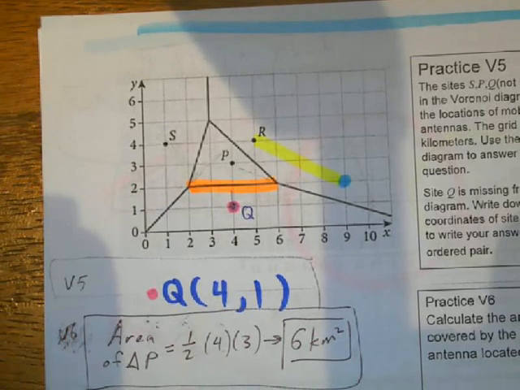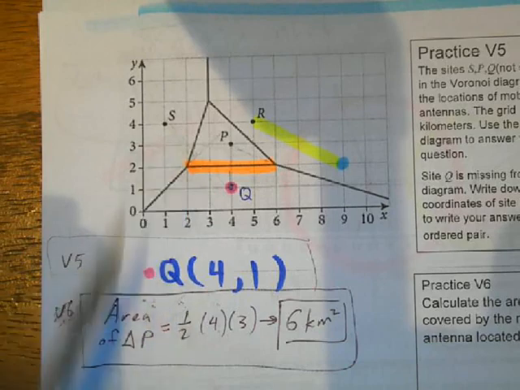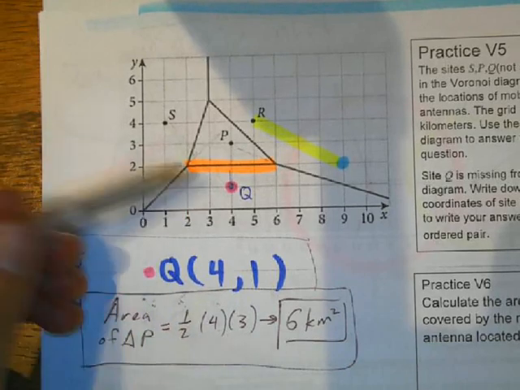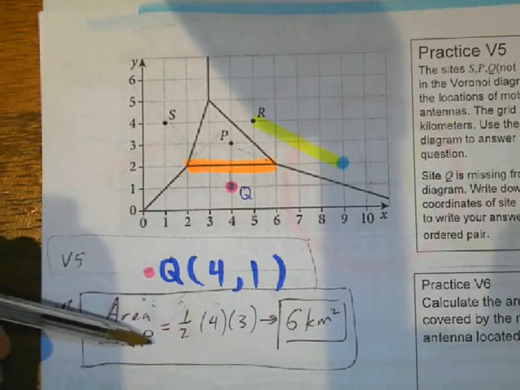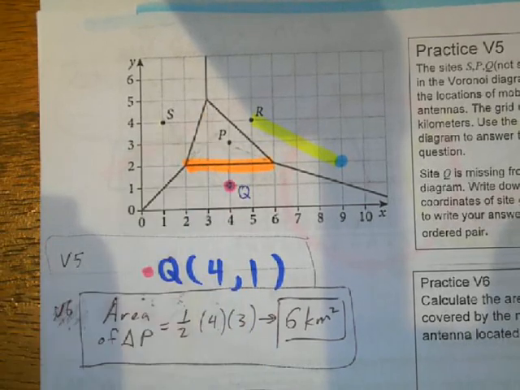Okay, and the next question was fairly simple. Find the area of this triangle with site P in it. And so one area of a triangle is 1/2 base times height. The base is 4, the height is 3. My area is 6.